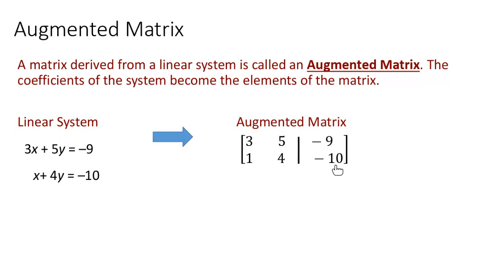Now, on your computer, when you see the augmented matrix form, since it's a computer, you're going to see 3 dots instead of a line. We do a line for paper format, but for the computer on your WebAssign, you're going to see 3 dots. So it's going to be 3, 5, and then 3 dots, -9. You'll see 1, 4, 3 vertical dots, and -10. And you'll see an example shortly.